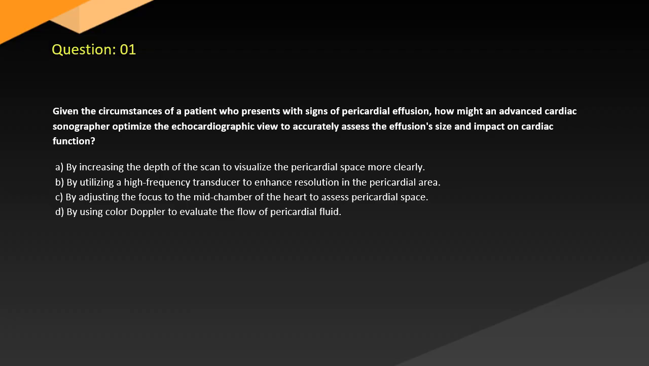A. By increasing the depth of the scan to visualize the pericardial space more clearly. B. By utilizing a high-frequency transducer to enhance resolution in the pericardial area. C. By adjusting the focus to the mid-chamber of the heart to assess pericardial space. D. By using color Doppler to evaluate the flow of pericardial fluid.